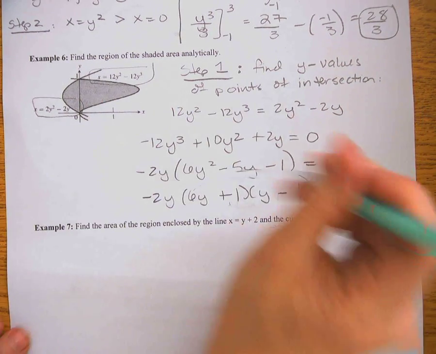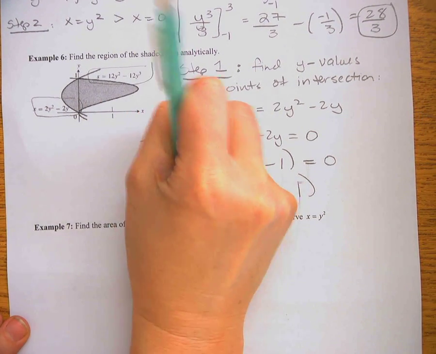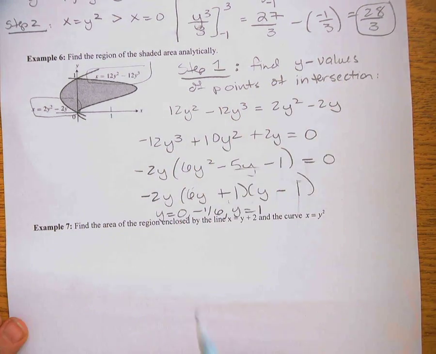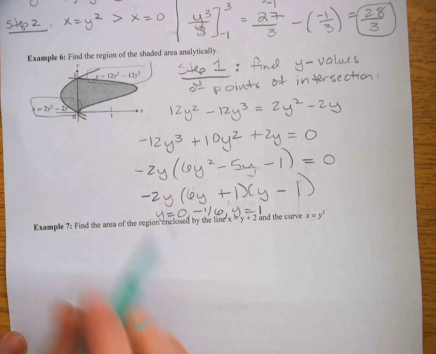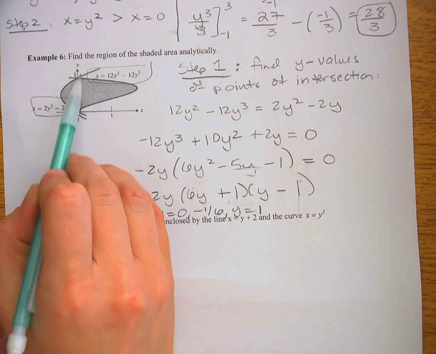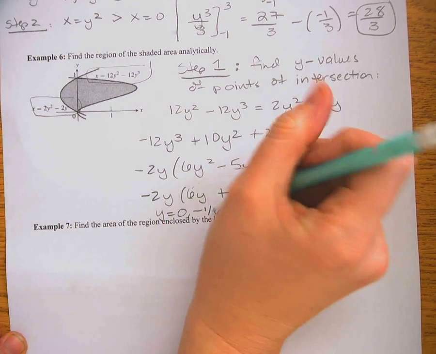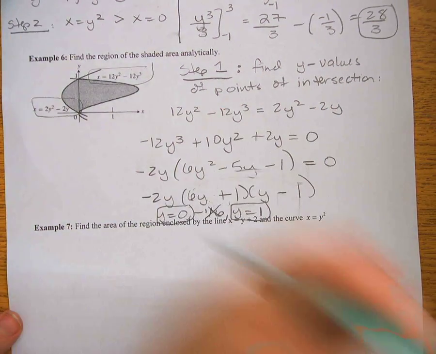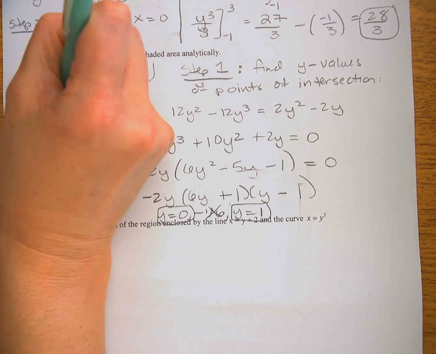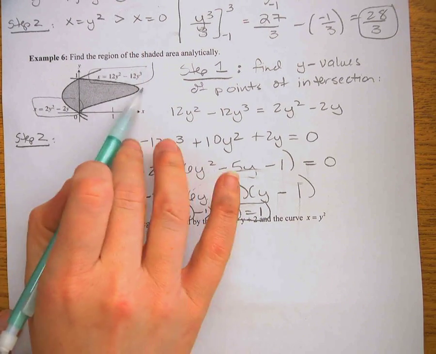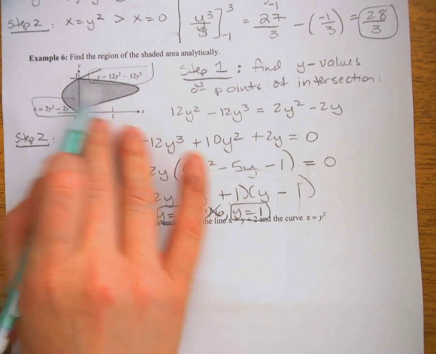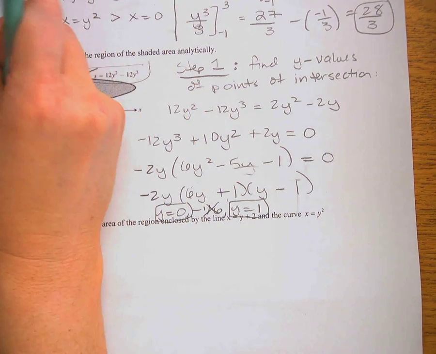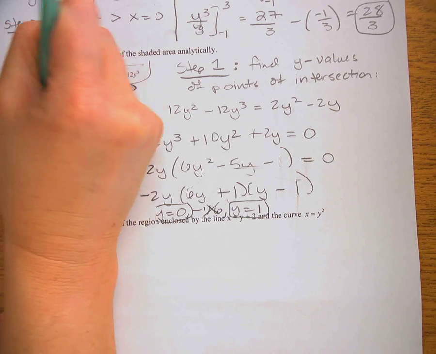So our 3 solutions would be when y is 0, when y is negative 1/6, and when y is 1. We can throw out the negative 1/6 because we're just going from 0 to 1. The negative 1/6 would be down here, so we can throw that out. So our points of intersection would be 0 and 1. Okay, then step 2, we can look at the graph and see that the 12y squared minus 12y cubed is more to the right, so it's going to be greater than the 2y squared minus 2y.